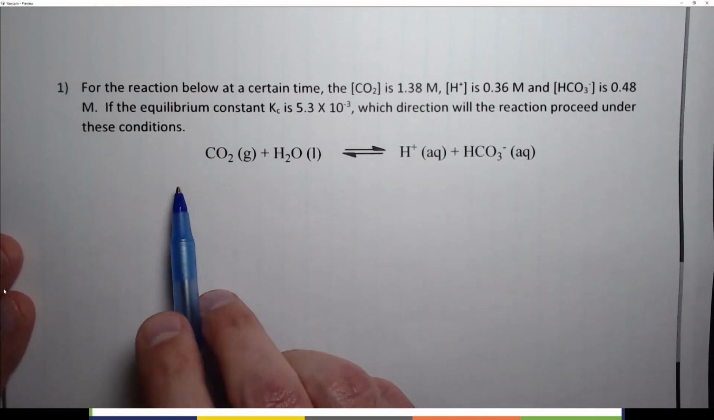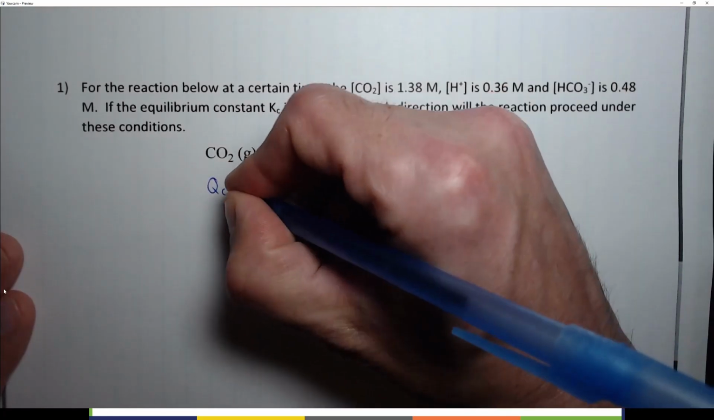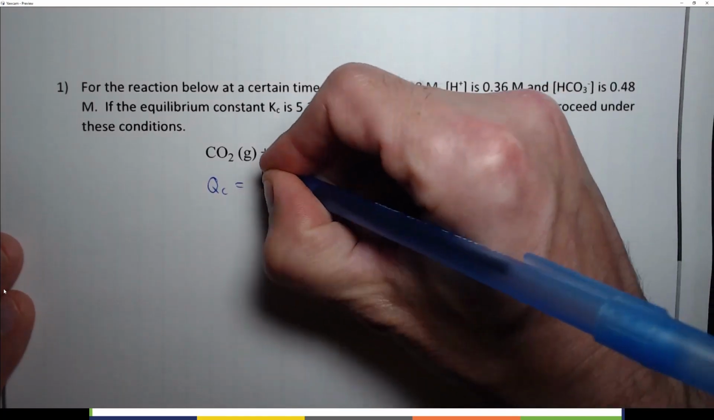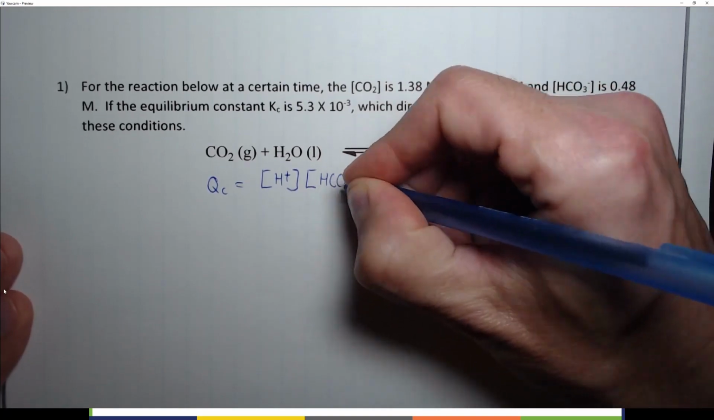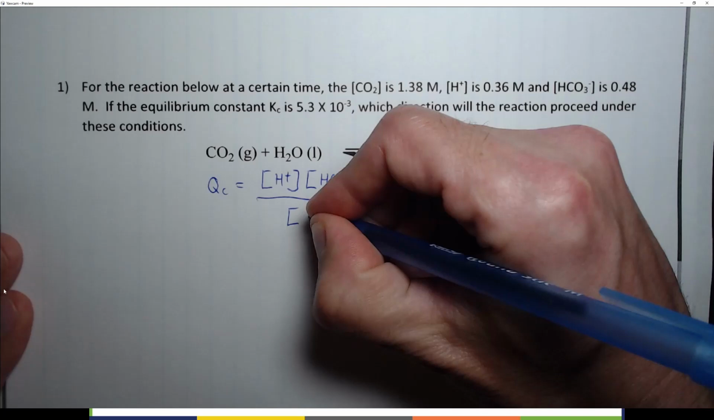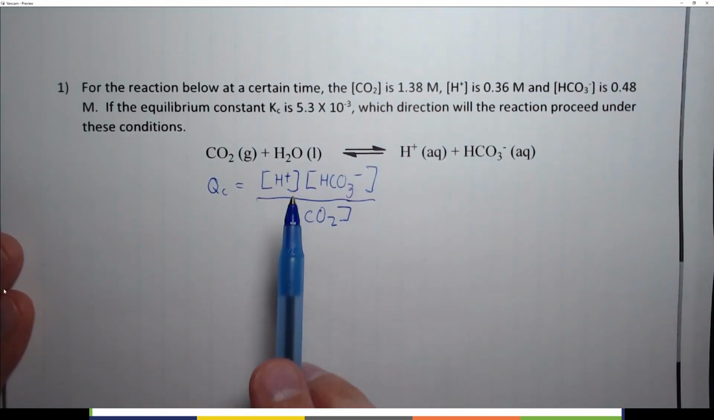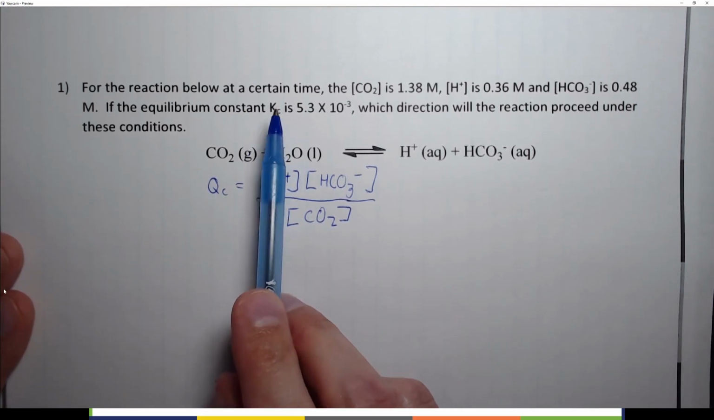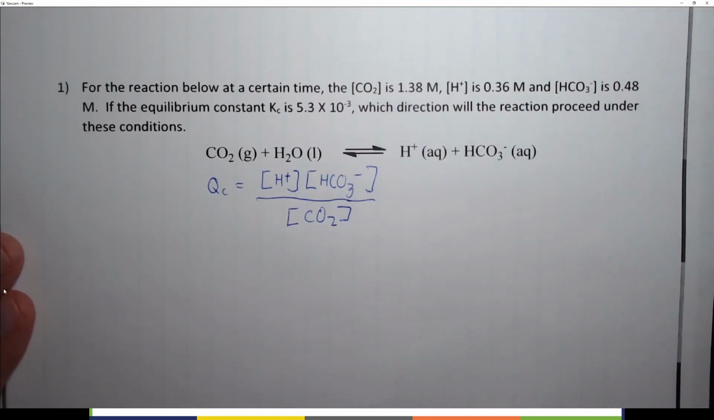Well, the first thing is we want to write the expression for Q. Qc, like this. So what is the expression? It's still products over reactants. Concentration of H plus, concentration of HCO3 minus over concentration of CO2. This is exactly the same thing as the expression for Kc. The only difference is Kc was calculated when the reaction was at equilibrium. Qc is calculated for these specific conditions as given in the problem.